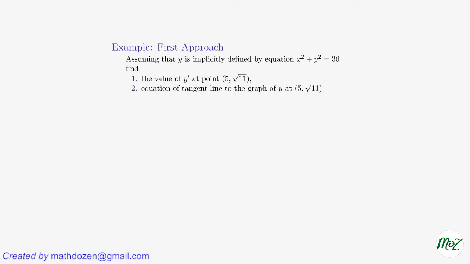Let us use the first approach to solve this example. Assume that y is implicitly defined by an equation x squared plus y squared equals 36. Find the value of y prime at a point and find an equation of the tangent line at the point. So the first approach was saying that we need to solve for y first. That's what we're going to do.